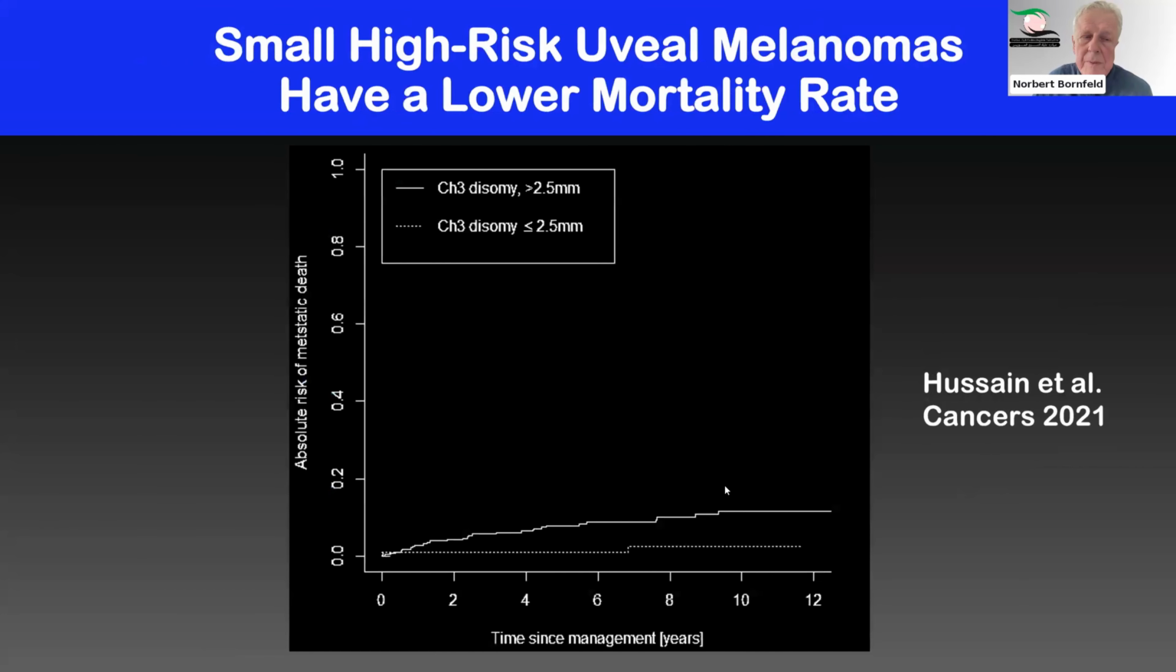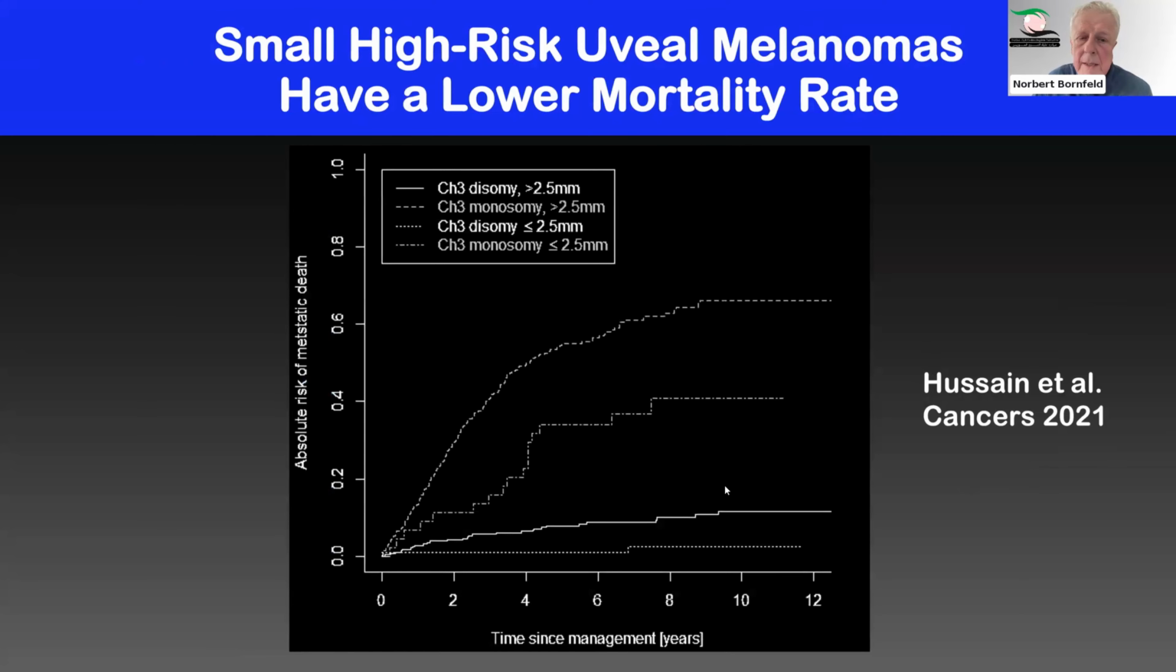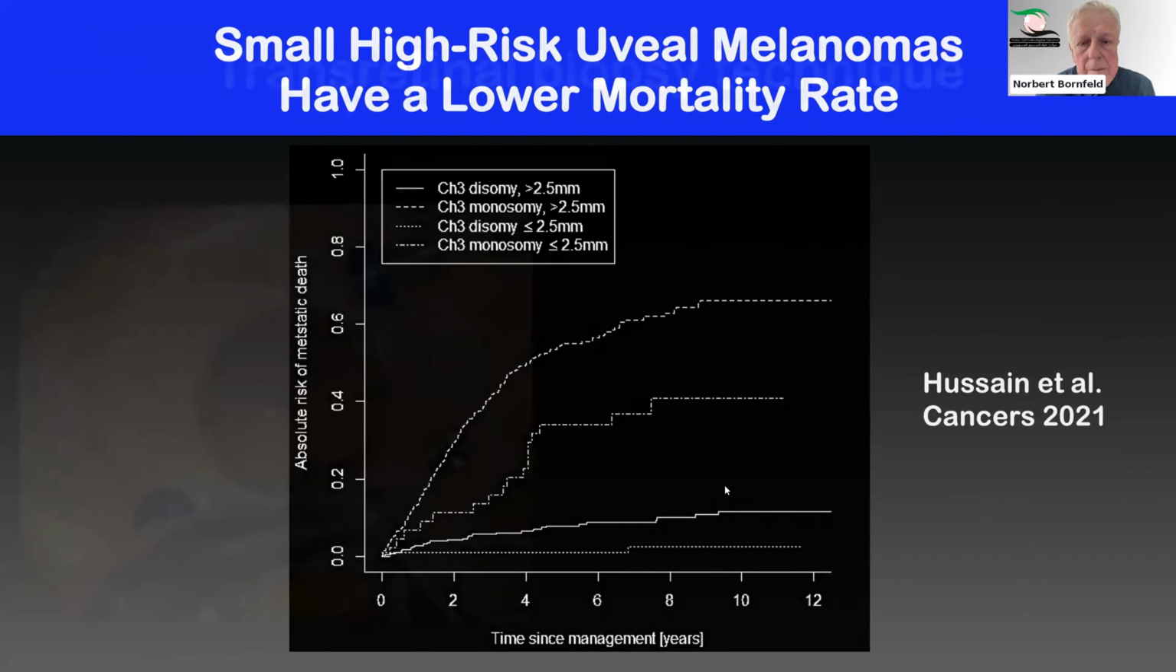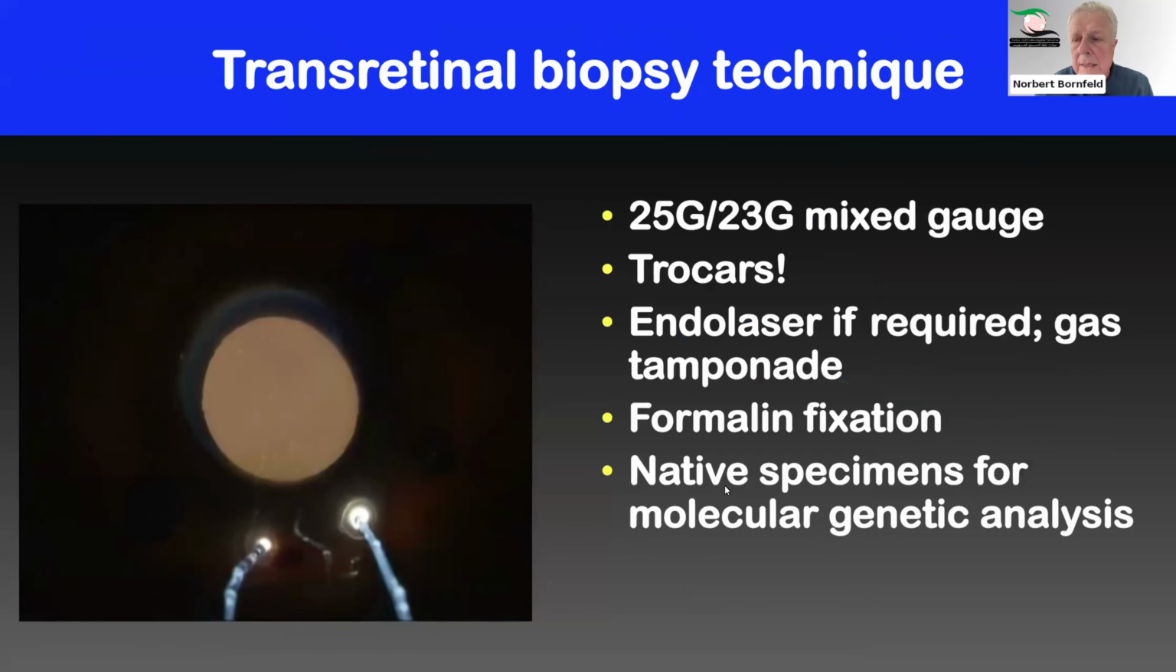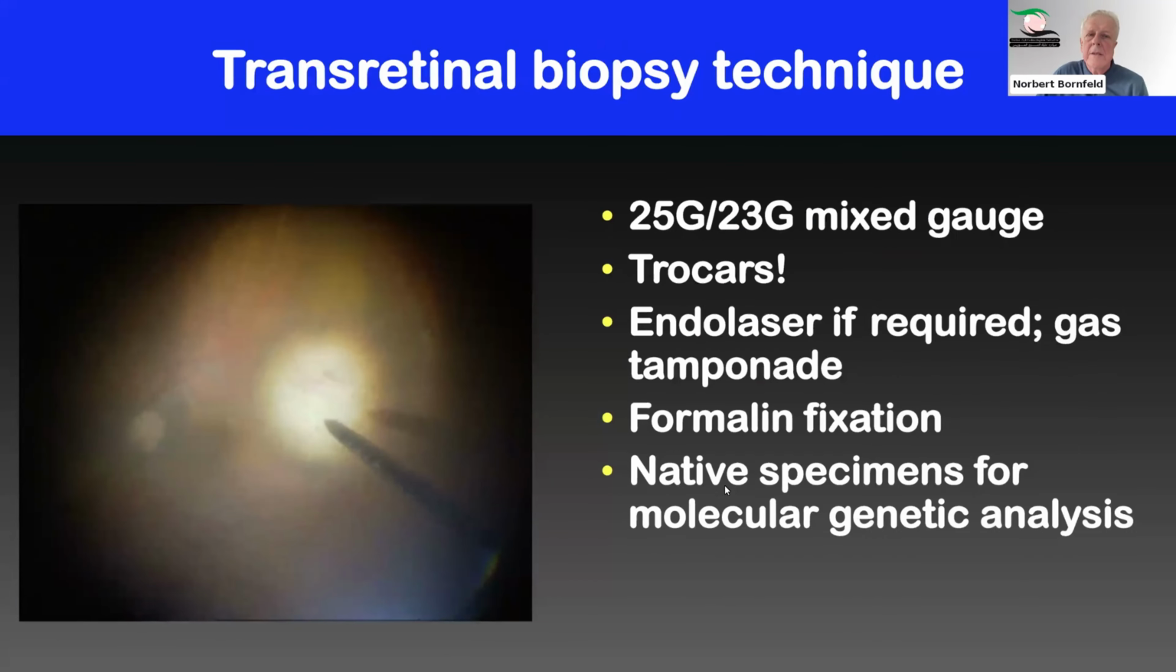That was published by other groups. That's the Liverpool group, which did a similar study, and they again found that large tumors with monosomy 3 have a worse prognosis compared to small tumors with monosomy 3. So how to get the tumor cells? Unless you have the tumor cells, you just don't know. Just looking at the tumor with clinical methods, doing ultrasound, fluorescein, OCT, whatever you do, you will not find out what the genetics of the tumor is.